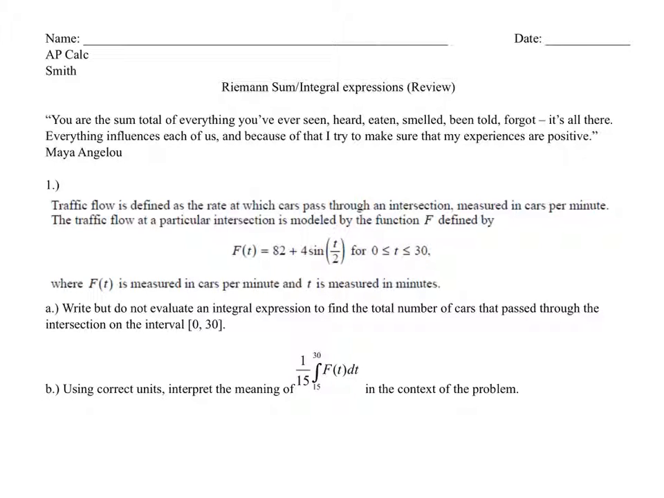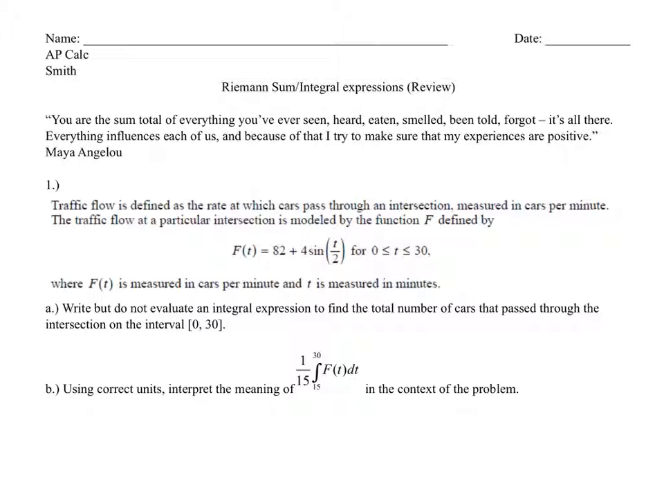Hey guys, let's talk about this review sheet. So all these are going to do with rates and integral expressions and Riemann sums. And in the first one, we don't actually have to do a Riemann sum. We just have to write and then interpret what one of these integral expressions means.